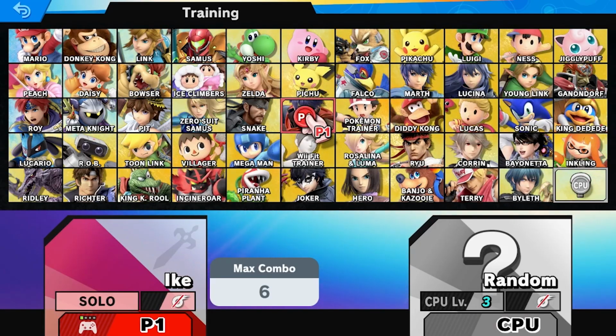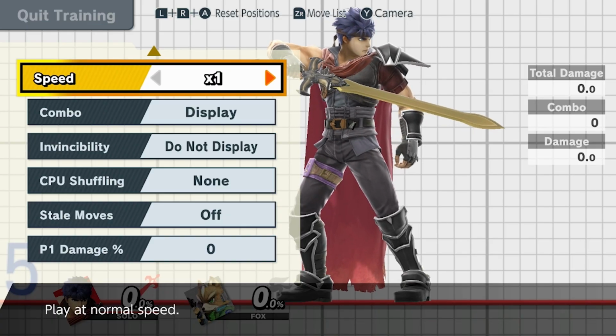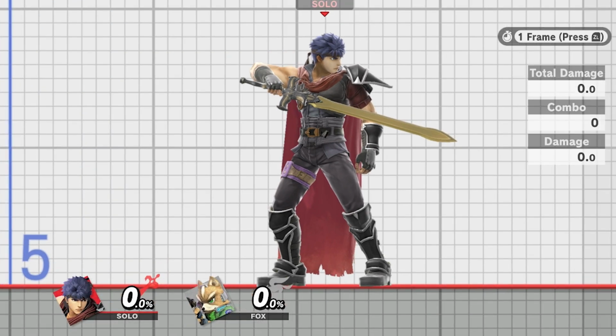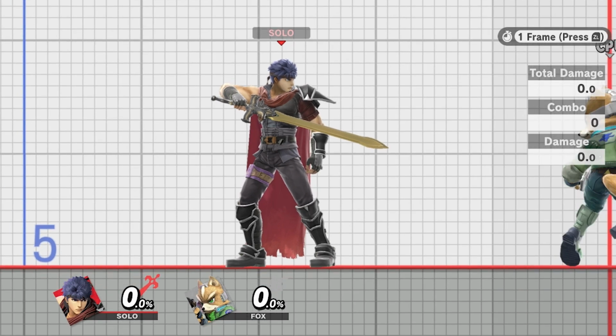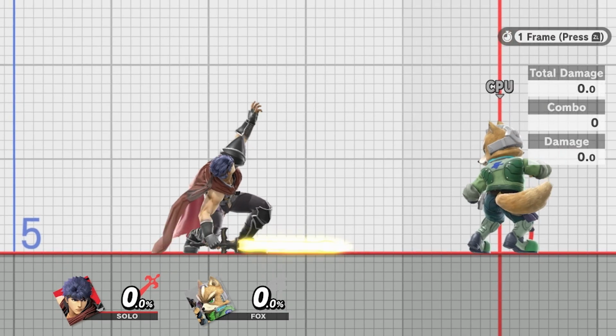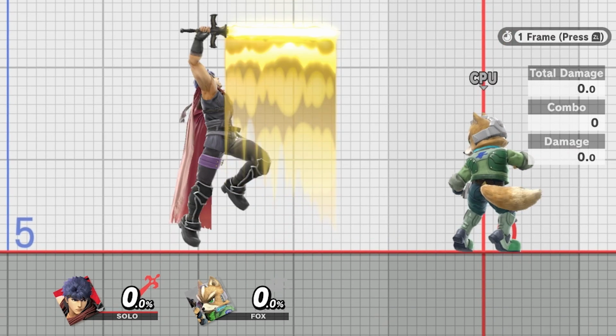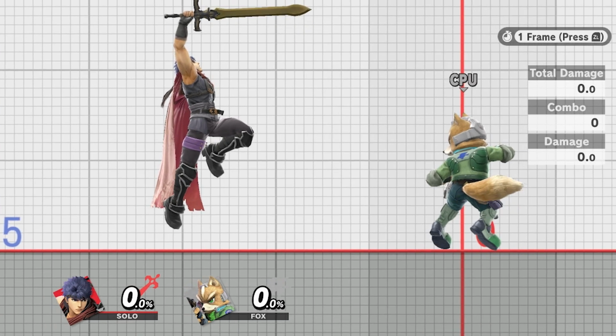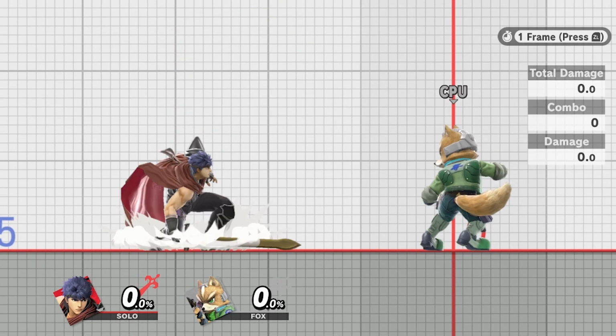So let's look, for example, at my main, Ike. Because the game runs 1 frame at a time, there's actually a mode in the training called 1 frame, where you just hit ZL and it will advance the game by exactly 1 frame. So if you start an animation, you can watch it go frame by frame, and each one of these still images is going to take up 1/60th of a second, right? With me so far? If you have any questions about any of this, don't be afraid to leave a comment. I will answer literally anything.